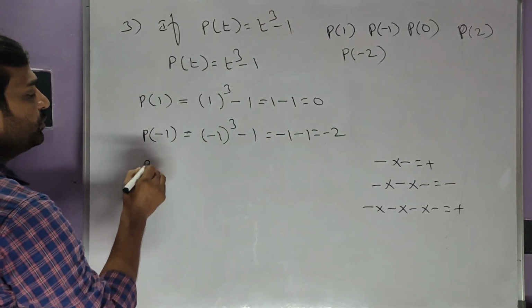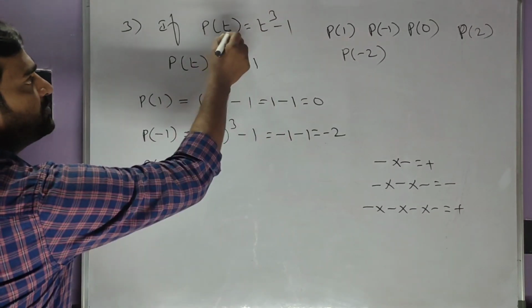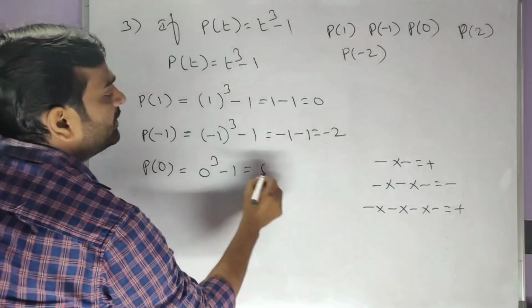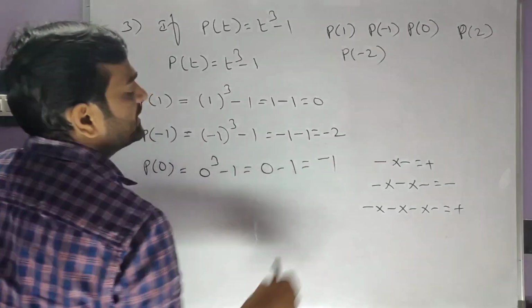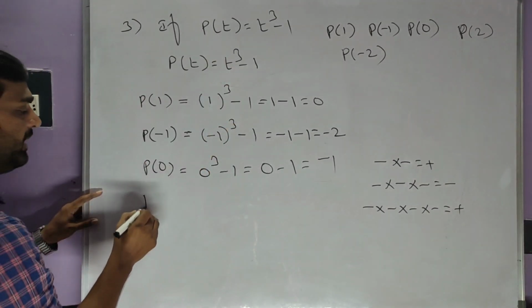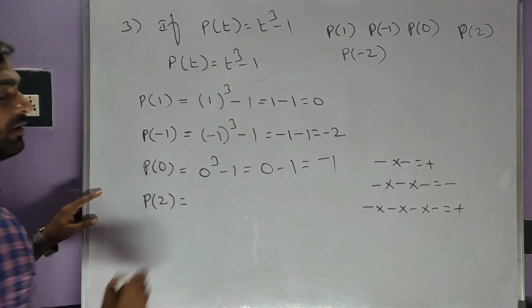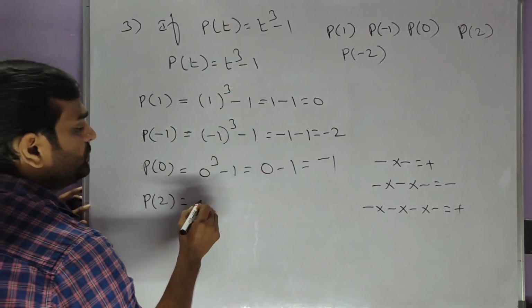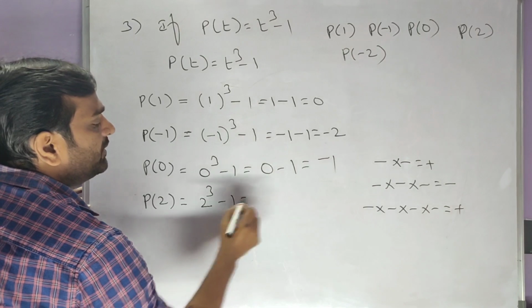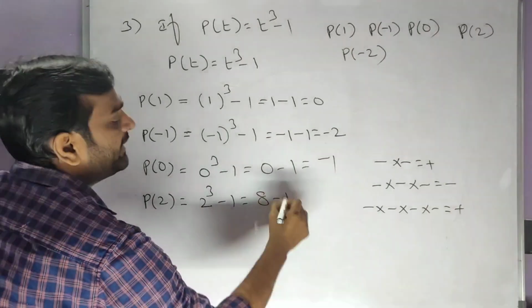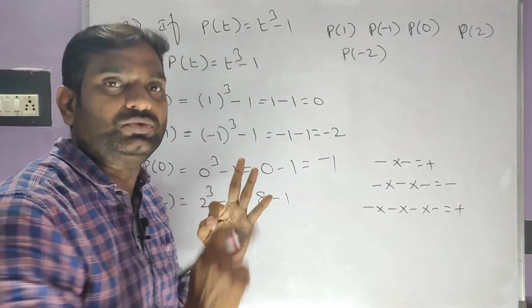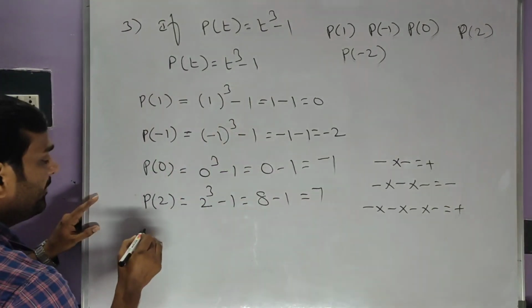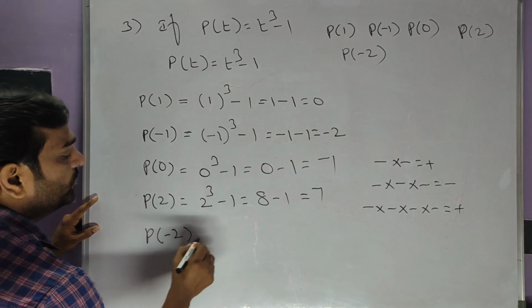Now, coming to p of 0. Substitute in t cube minus 1, nothing but 0 cube minus 1. 0 minus 1, that is minus 1. Next, p of 2. At the place of t, write 2. So, 2 cube minus 1. 2 cube is nothing but 8, minus 1. 2 into 2 into 2: 2 twos are 4, 4 twos are 8, minus 1, nothing but 7.